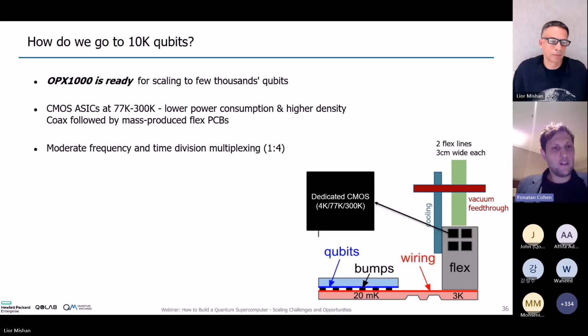When we go to 10,000 qubit level, we believe that, okay, while the OPX is ready for a few thousands of qubits, to go to 10,000 or 20,000, as John said, this is our benchmark. We want to make these tiles of 20,000 qubits. We need to make CMOS ASICs at either 300 Kelvin or 77 Kelvin with lower power consumption, lower cost. And these will be connected through high-density cables to the wiring chip and then the qubit chip, as John mentioned. And we believe also some moderate frequency and time division multiplexing will help here.